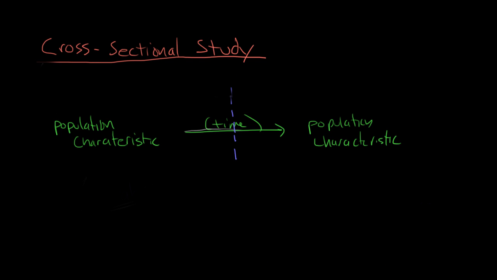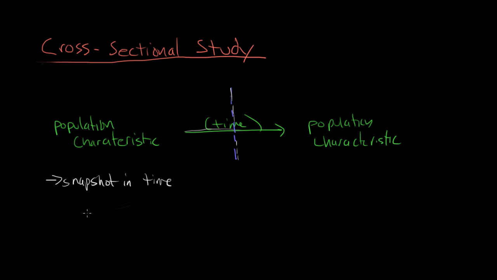Finally, let's discuss cross-sectional studies. Cross-sectional studies attempt to look at a population and see if they have a characteristic, and in one snapshot moment in time, determine if they have those characteristics or not. Okay, so it's a snapshot in time.